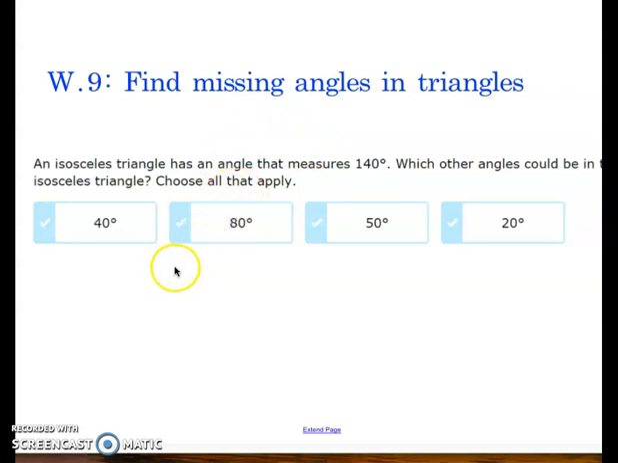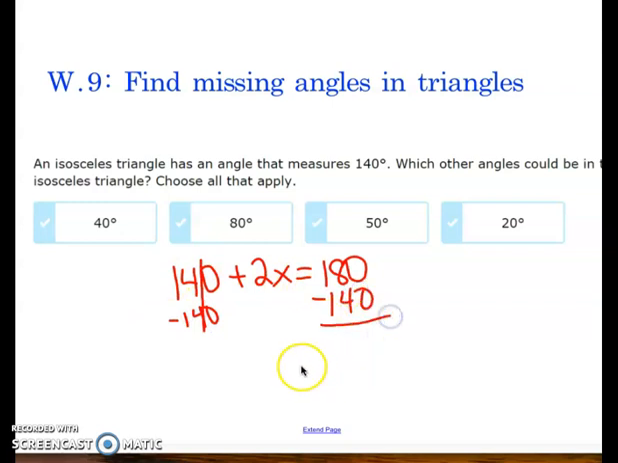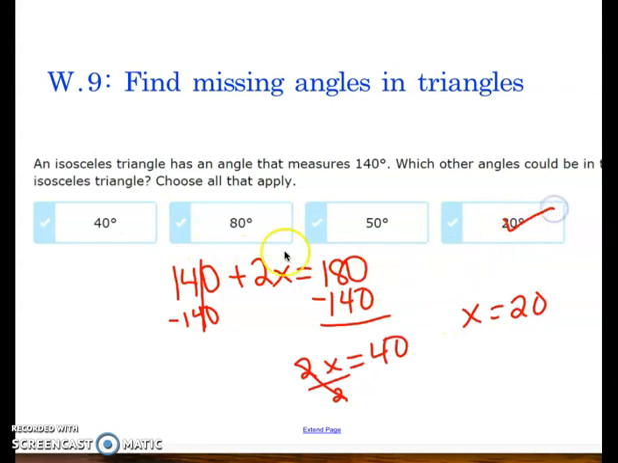An isosceles triangle has an angle that measures 140 degrees. Which other angles could be in that isosceles triangle? And we have to remember isosceles has 2 sides the same. So if one angle is 140 degrees, we know that 2 angles have to be the same. So we let that be 2x, and together it has to equal 40 degrees. We cannot have a second 140 degree angle because then that would not make a triangle. So in this case, we subtract 140 from both sides, and we get 2x equals 40. And we realize that the other 2 angles have to be 20 degrees. That is the only option.